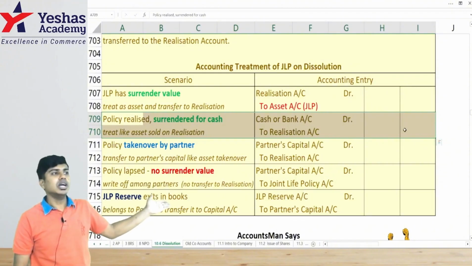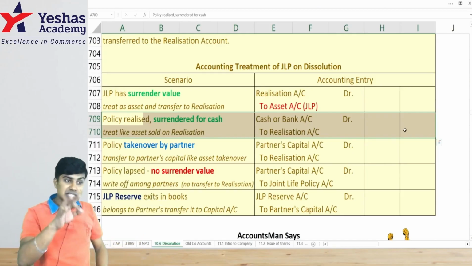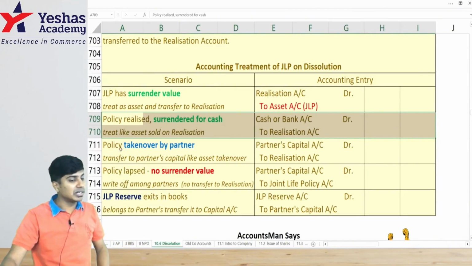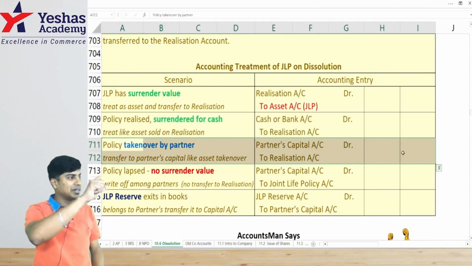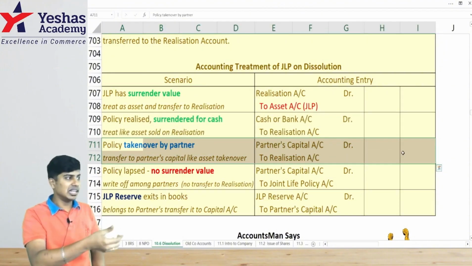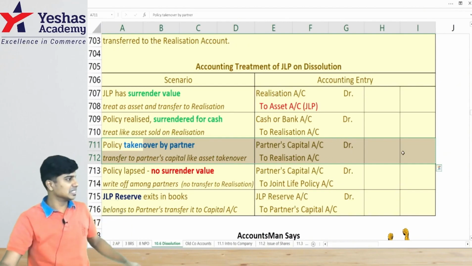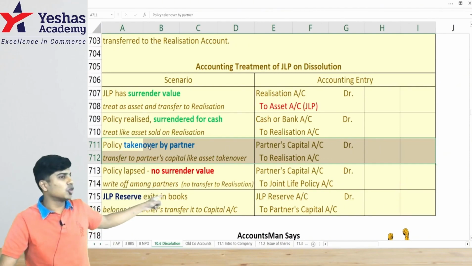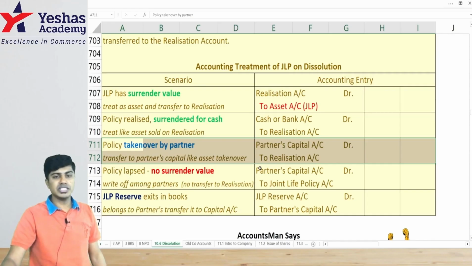My partner took the JLP policy. He told he will surrender and he will collect cash. Entry will be same like asset taken over by partner. What is the entry when partner takes over the asset? If we sell, cash to realization. If partner takes over, partner's capital to realization. If joint life policy is taken over by partner, entry will be partner's capital account debit to realization account. Very good.